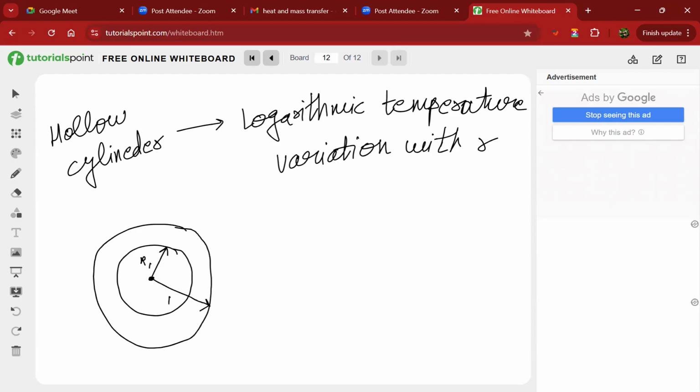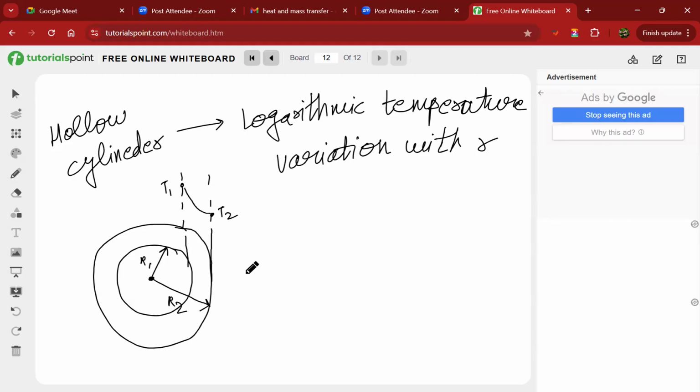It is having an inner radius R1 and an outer radius R2. And if you want to know the heat distribution radially, suppose it is having a temperature T1 and a temperature T2. So we are having a logarithmic heat distribution between the two surfaces, that is T1 and T2.